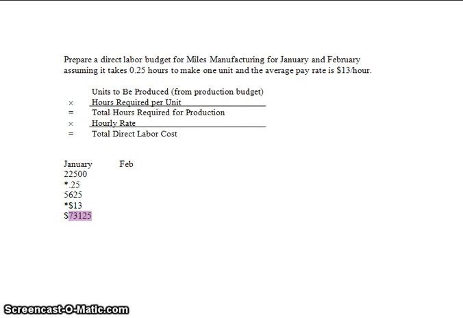So let's look at February now. February we want to make 22,750 units. It takes us a quarter of an hour per unit. So in total, it's going to take 5,687.5 hours to produce that number of units at an hourly rate of $13. Brings us to a total direct labor cost of $73,937.50. Alright, I hope that this helped you understand how the budgeting would work for these types of budgets.